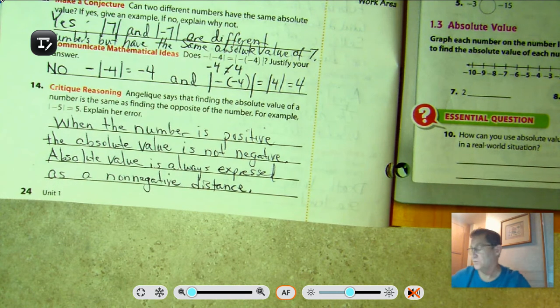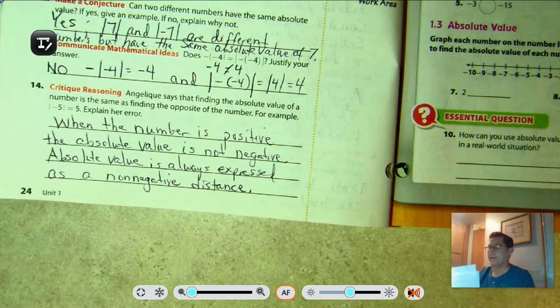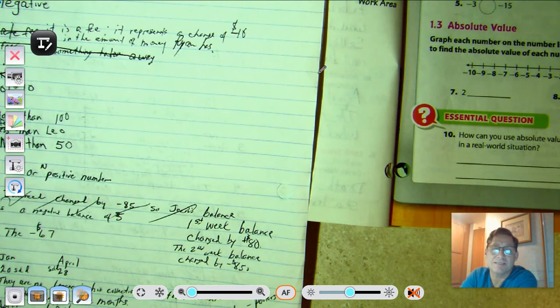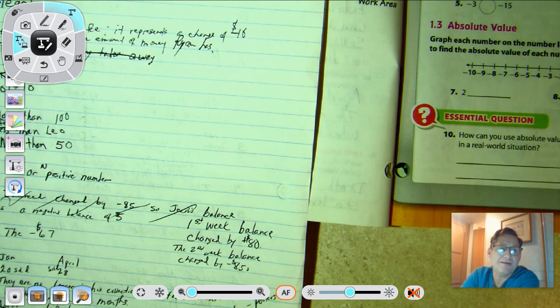All right, so that's it for Module 1. In Module 2, we'll start reviewing greatest common factor and least common multiple. So until then, I'll see you soon.